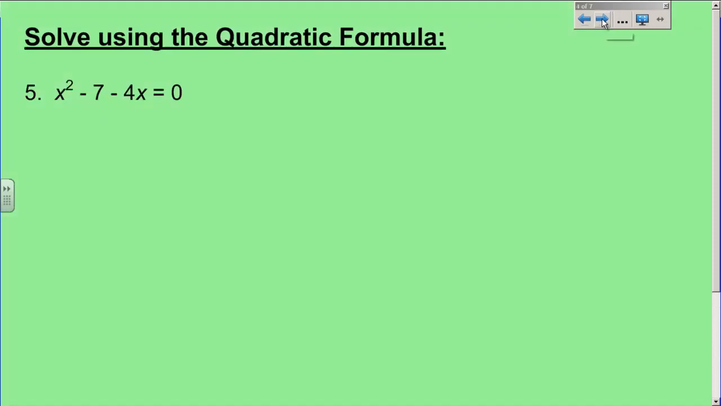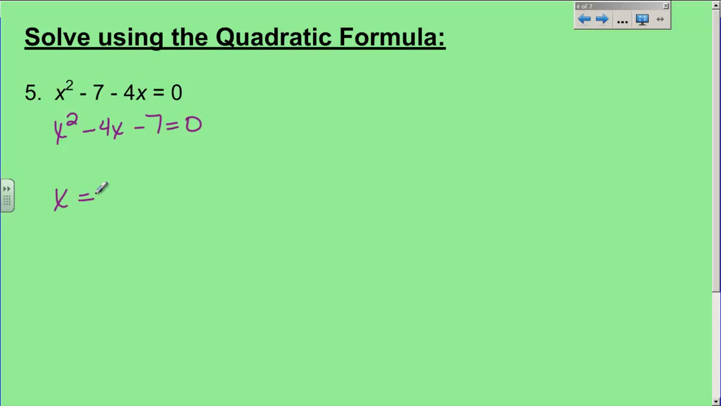So next one. This one is already solved for 0 for you. So we're just going to plug in, but it is not in the right order. So before I go doing anything, let's put this in the right order. So it should go x squared minus 4x minus 7 equals 0. This way I can know for sure that it goes A, B, C. Always make sure that it is in the right order. It goes x squared, then x, then no x. So we'll plug into our quadratic equation.